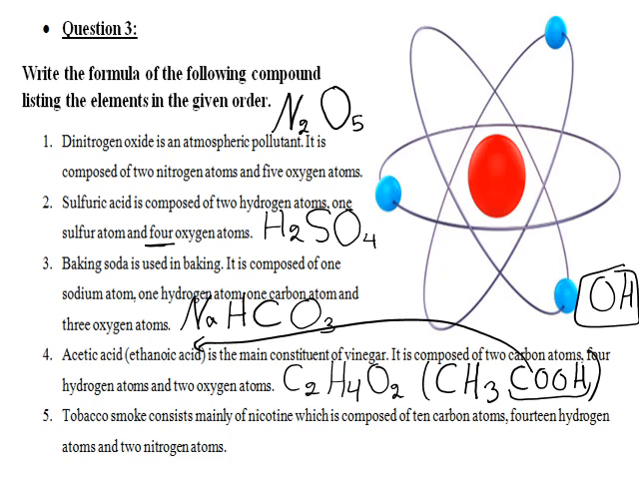So C2H4O2. Let's see if this is the same. How many C's do we have here? This is 1, this is 2. How many hydrogen? This is 3, and this is 1, it's 4. How many oxygen? 2, and this is 2.